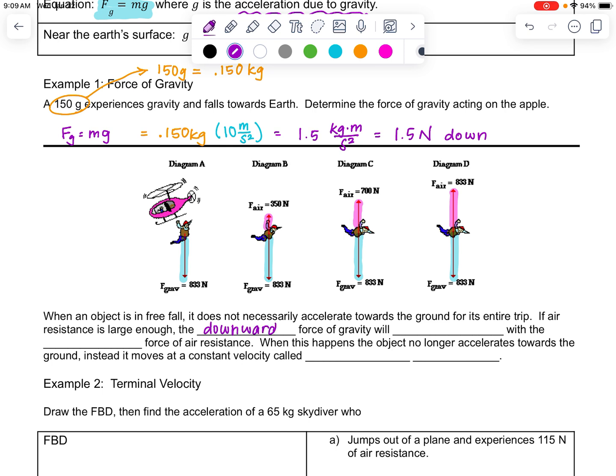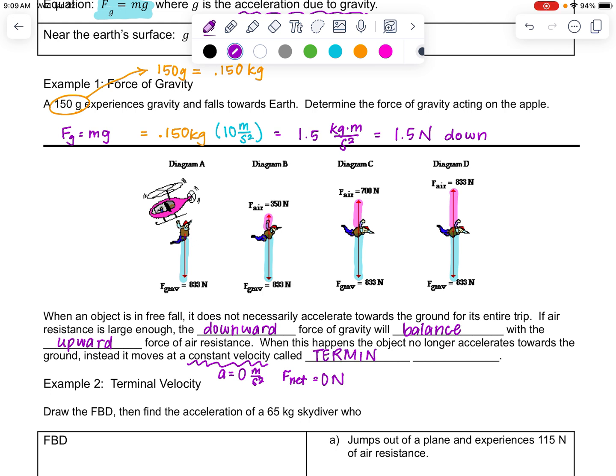When an object is falling, if air resistance is large enough, the downward force of gravity will balance the upward force of air resistance. When this happens, the object no longer accelerates toward the ground, instead moving at a constant velocity. Remember, if it's constant velocity, acceleration is 0. If acceleration is 0, that means F net is also 0. This is called terminal velocity.